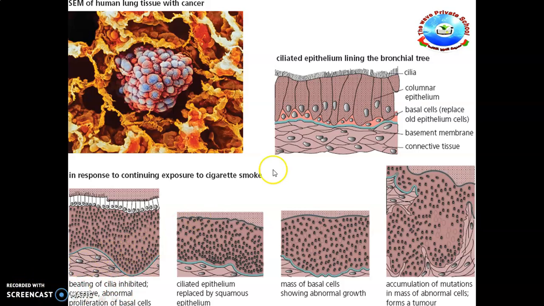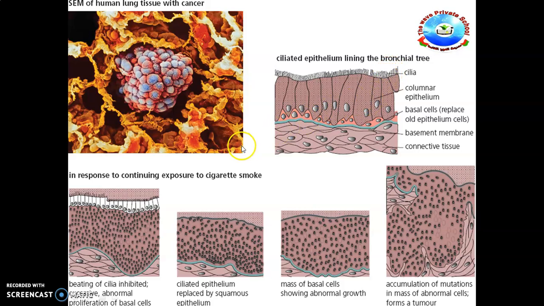Here you can see, this is the ciliated epithelium lining the bronchial tree. This all we have already learned in the earlier class. These are the cilia, and here you can see columnar epithelium, basal cells that replace old epithelium cells, and then the basement membrane and the connective tissue. And in this, goblet cells make mucus to trap the air particles and clean the air with the help of the cilia which are present here.